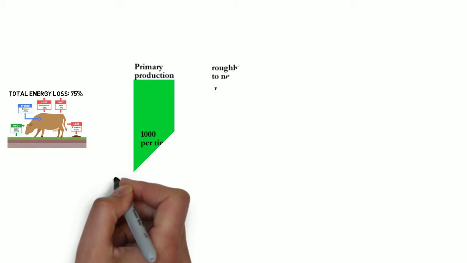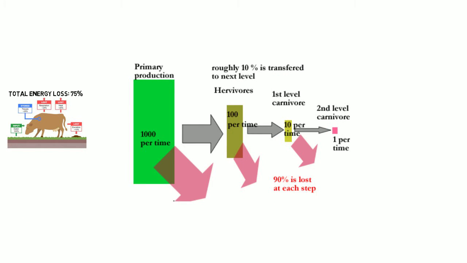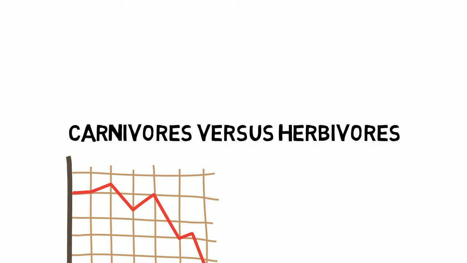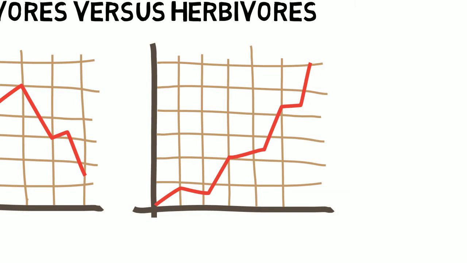Only about 10% of energy at each trophic level is available to pass on to the next organism. This means that there's only about 10% available energy to put on new biomass for growth. Additionally, this would explain the population fluctuation rates of carnivores and herbivores.